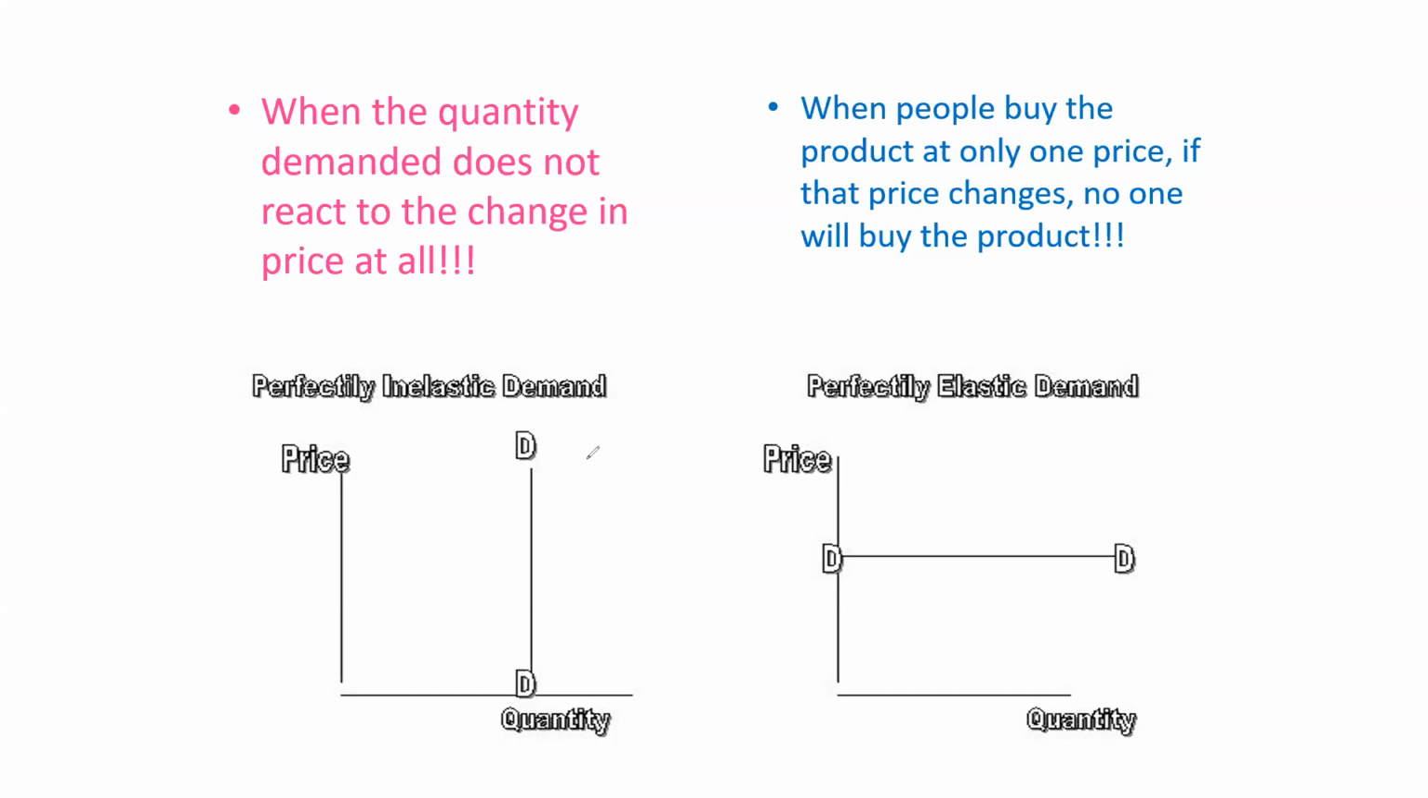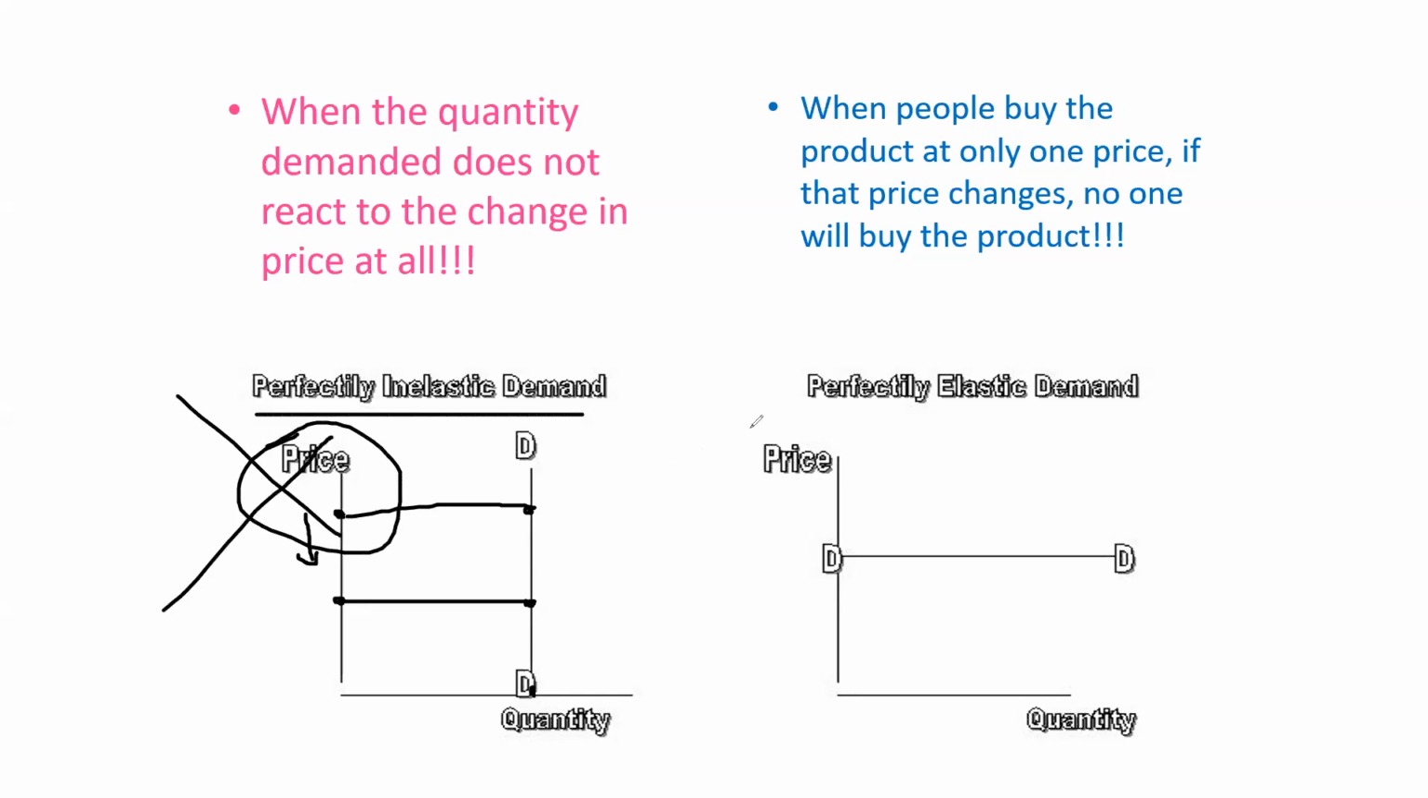But what is the meaning of this? It literally means when you are having a perfectly inelastic demand, the quantity demanded does not react to the change in price at all. So the price could be here. The quantity demanded is still going to be here. Let's say the price drops, it comes here, still the quantity demanded is going to be the same. So people will not react to price at all in a perfectly inelastic demand.